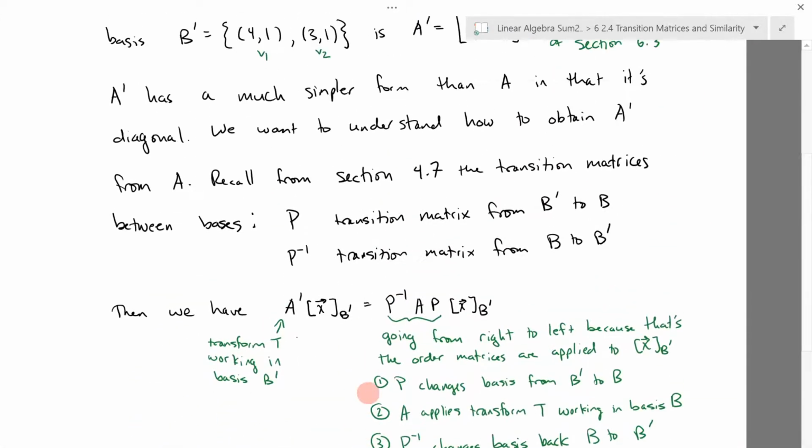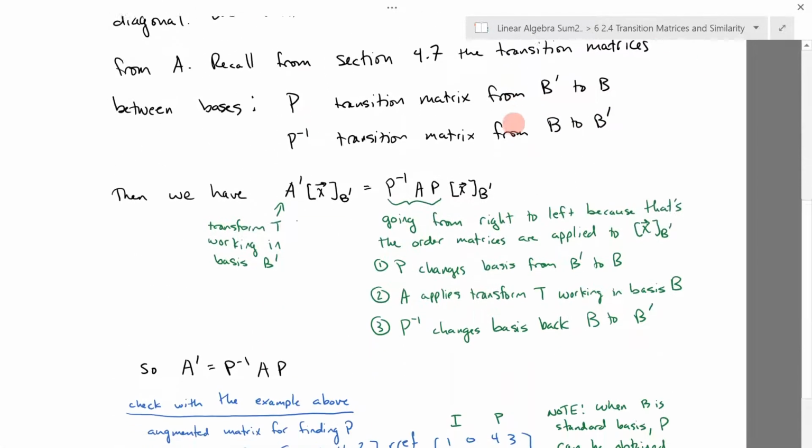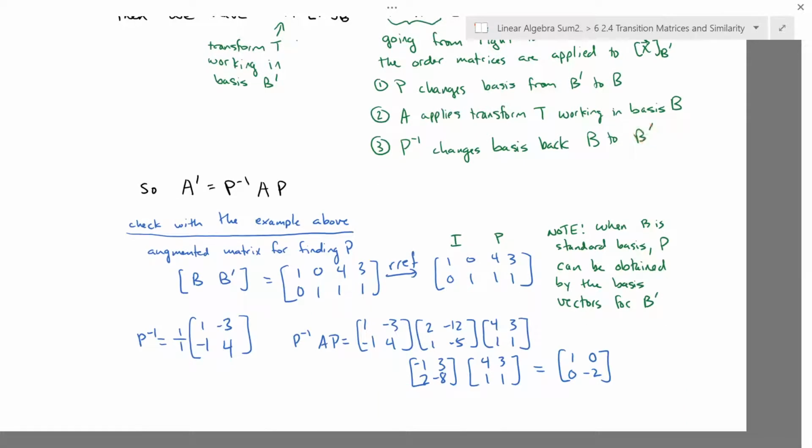And if you compare it to A prime, well, I have a negative 1 here. Oh, I miscalculated, right? So that's negative 4 plus 3, which is a negative 1. Okay, so this is equal to A prime, and so it checks out, right? So we really do get P inverse AP is equal to A prime.